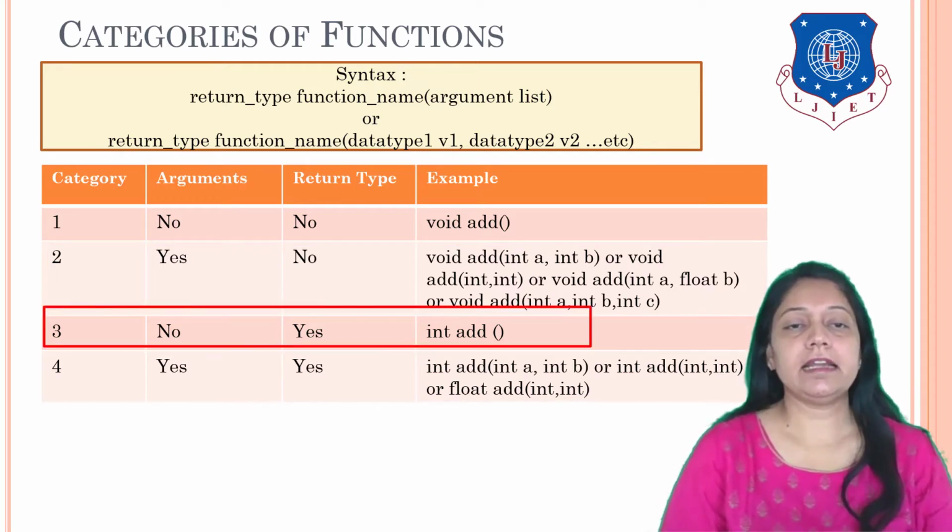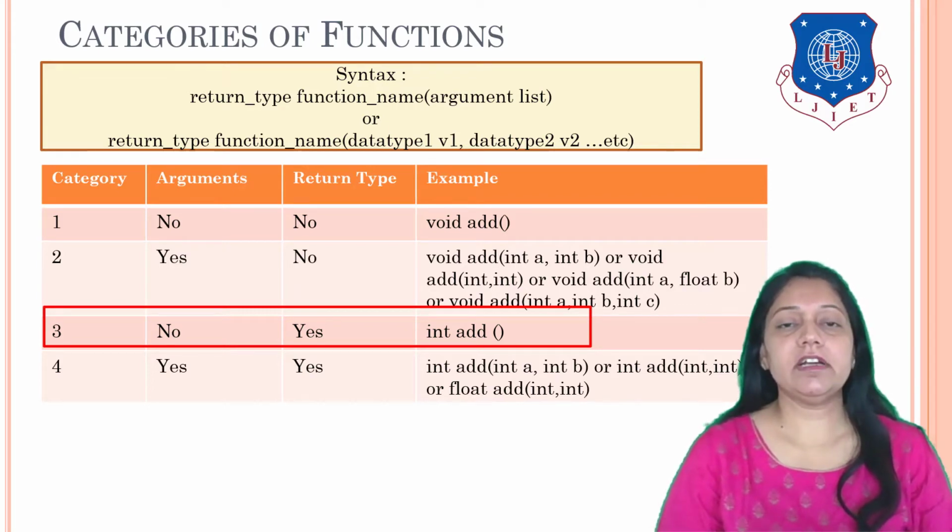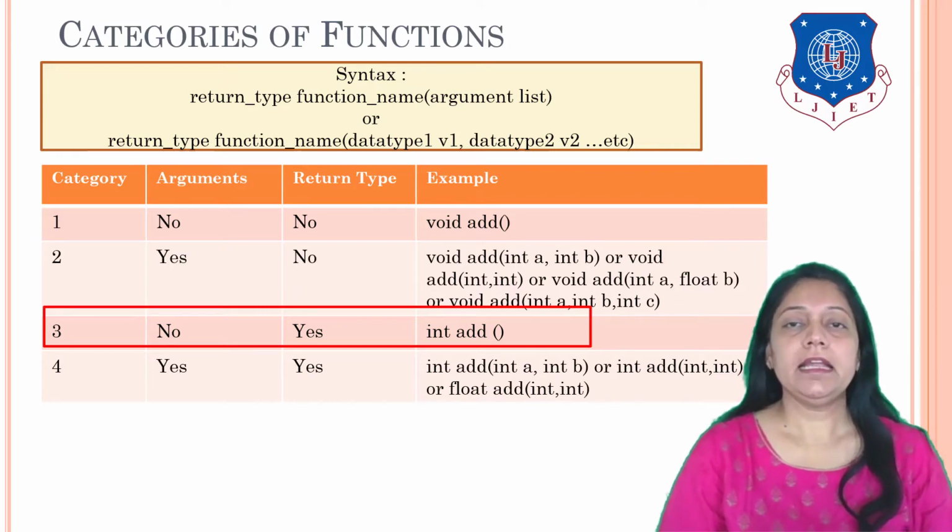The third category of the function is where there are no arguments but the return type is present. In that case, our declaration of the function would be integer, because the return type is present. You can use any data type except void. Integer, character, float, all data types are allowed for return type, but you should not mention void anytime. The name of the function is add and there are no arguments in the list.